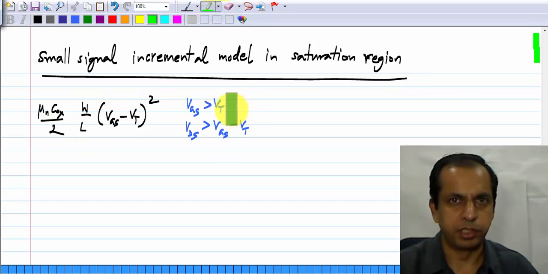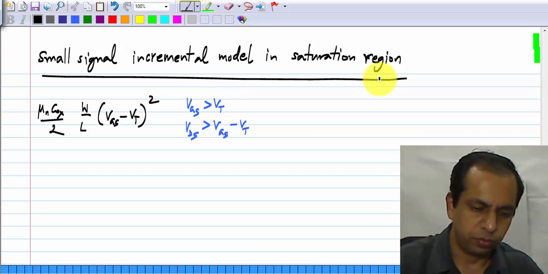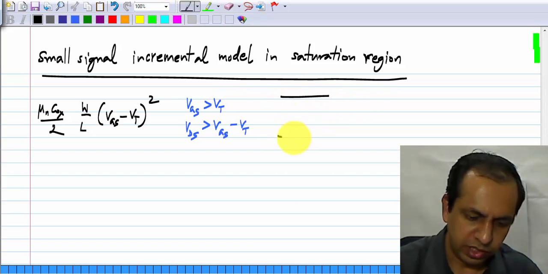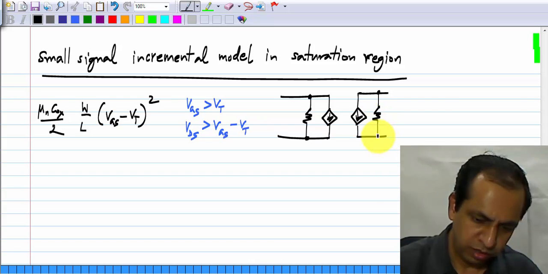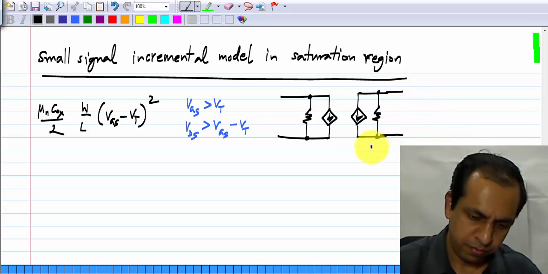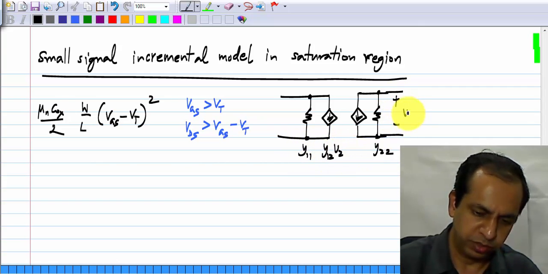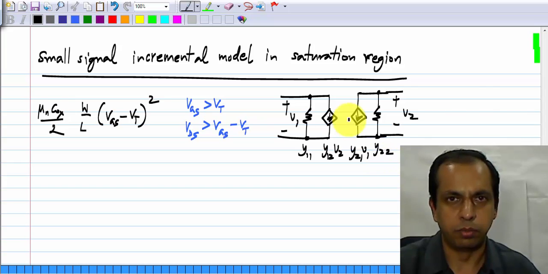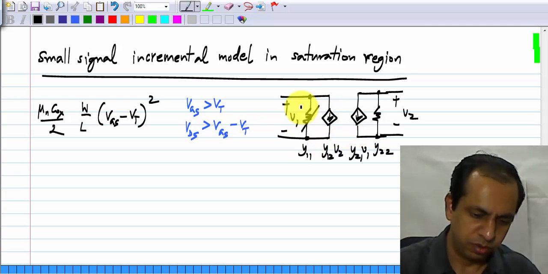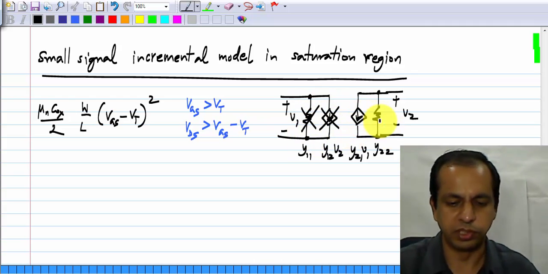This is the complete expression for the drain current, and of course, we know what the small signal model consists of. In general, it consists of these 4 elements: Y22, Y11, Y12 V2, where this is V2, and Y21 V1, where this is V1. And we know that in a MOS transistor, Y11 and Y12 are 0 because the gate current is 0. So, this resistance is an open circuit, and this current source is 0, also an open circuit.